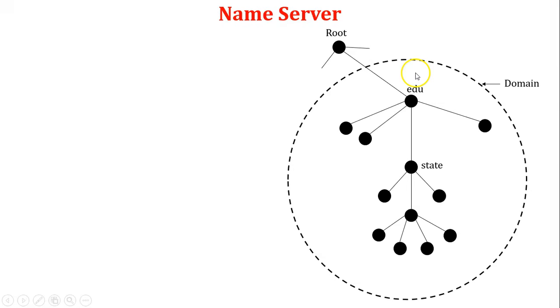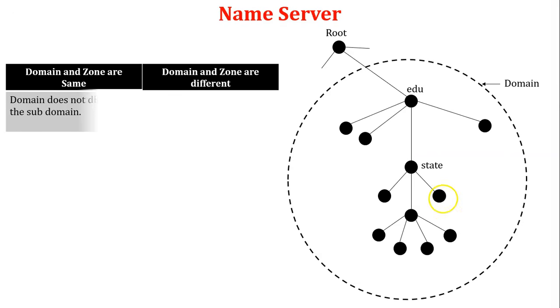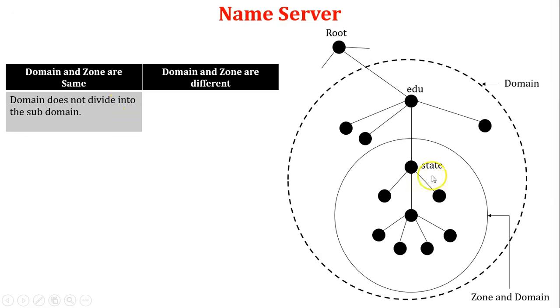And we all know that edu belongs to the generic domain. So this circle shows one of the generic domains, which is connected with the root node. There is one question: when are the domain and zone the same, and when are they different? Let's understand this scenario through this diagram. When a domain does not divide into subdomains, at that time the domain and zone are the same. Now see in this diagram, for example, state is one of the domains, and all the nodes connected with the state domain are not considered subdomains. So it means state is not divided into subdomains. So the zone and domain are both the same.